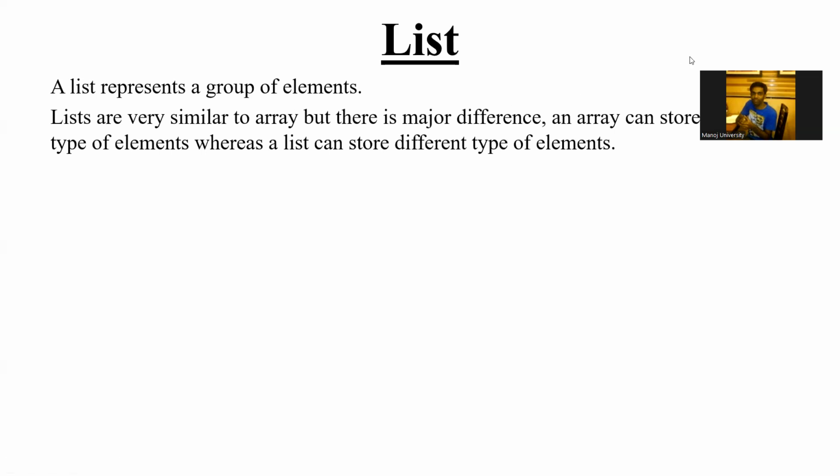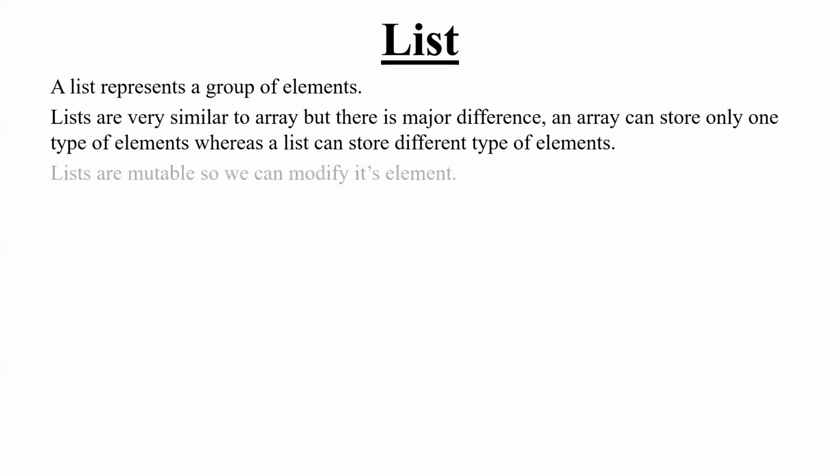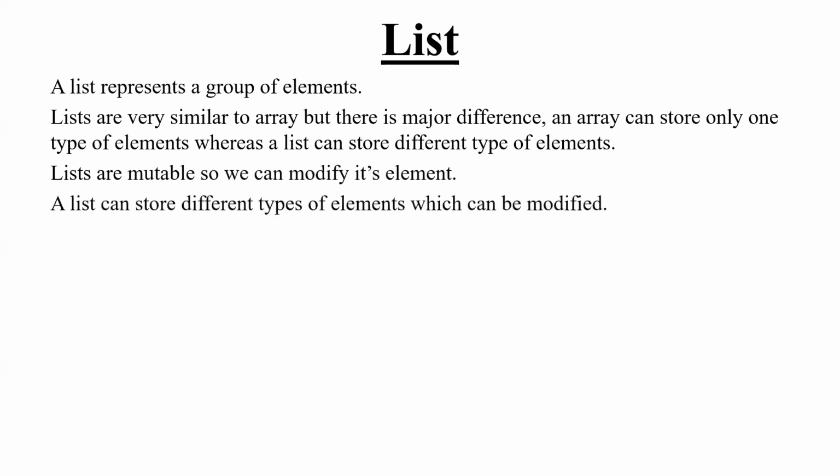The major difference is that an array can store only one type of element, whereas a list can store different types of elements. Array means only similar types, which we call homogeneous. Here we can store heterogeneous elements, and lists are mutable, so we can modify them. Lists are also dynamic, meaning the size can be extended, it's not fixed.